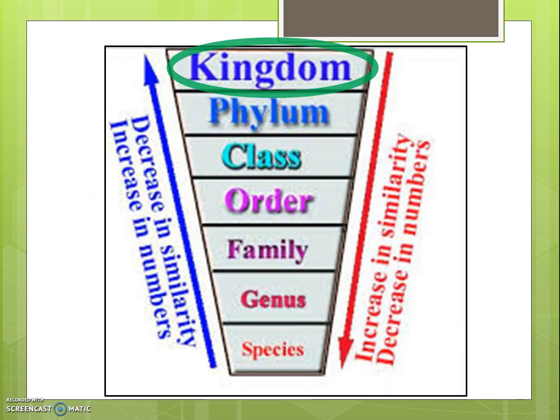There are 7 levels in the classification system of organisms. As one moves downward from kingdom to species, an increase in similarity between organisms occurs. There are fewer numbers of different kinds of organisms.